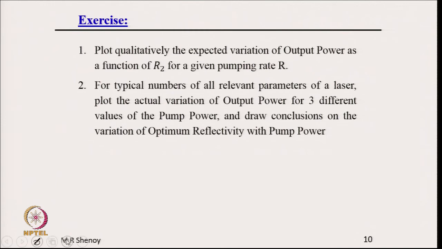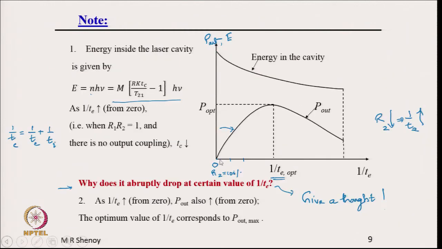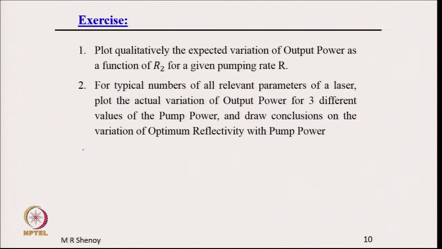So, what we have plotted here is the variation of P out as a function of 1 by T e. Now, what I am asking you here is to plot R 2 versus P out.